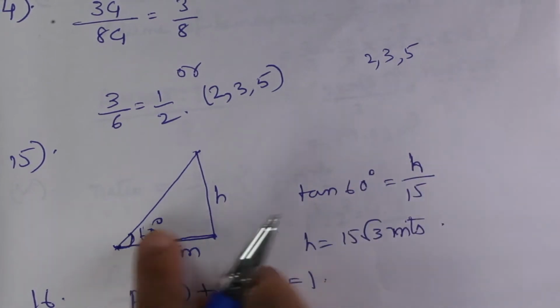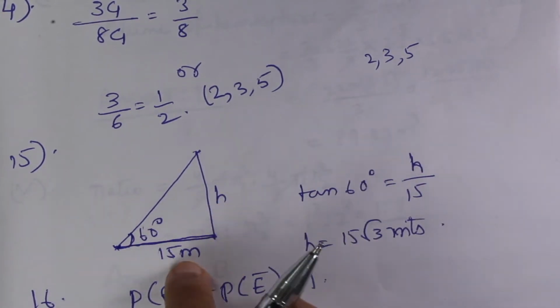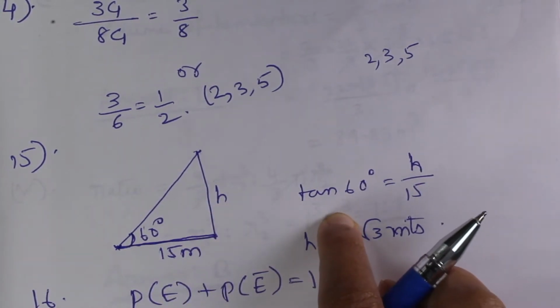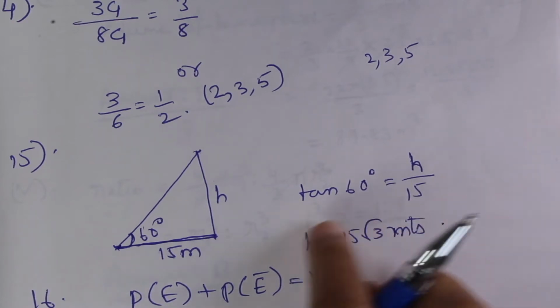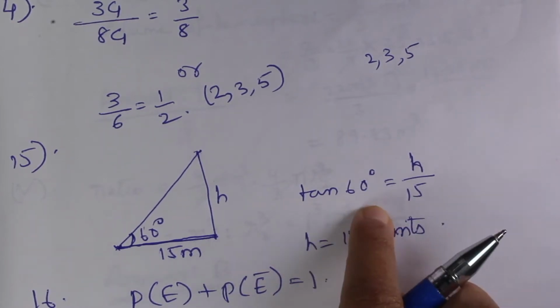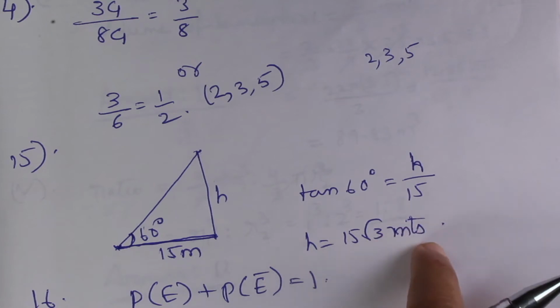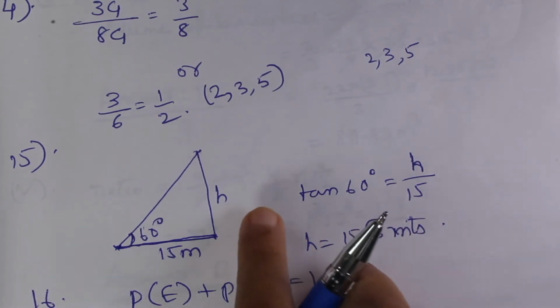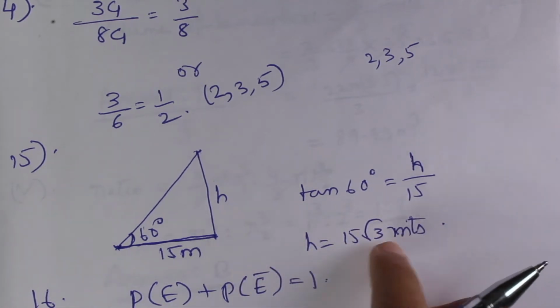Tan 60 degrees is equal to opposite side by adjacent side. That is, tan 60 degrees is equal to h by 15. Tan 60 is root 3, right? So h is equal to 15 root 3 meters. So the height of the tower is 15 root 3 meters.